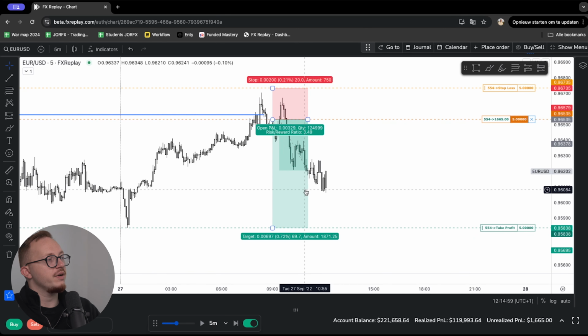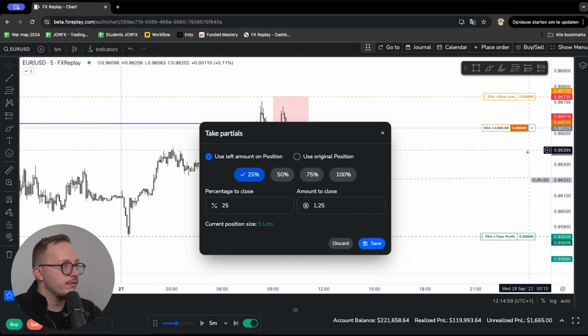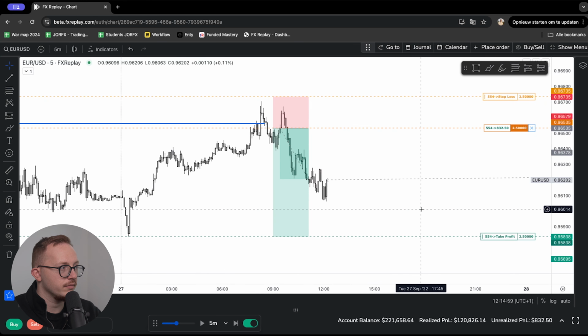Okay, so for example, right here, we are at this, what, 2 hour or so. We can start and take profits, right? As you see, use left amount on position or use the original position. You can choose 25% to close, 50%, 75, or the full position. So let's just close to show you how this works, 50% of the position. Bam. Now 50% of this position has been closed.